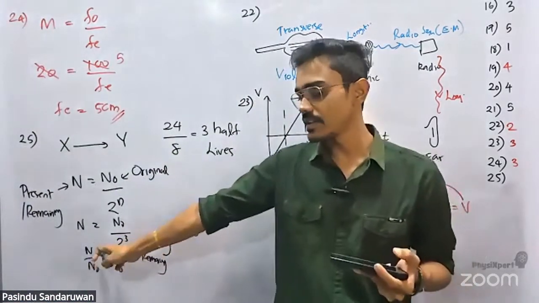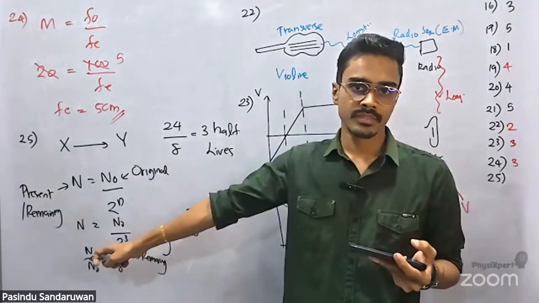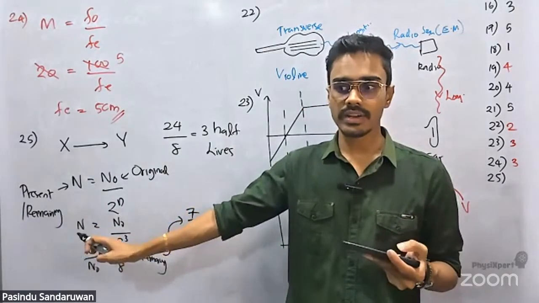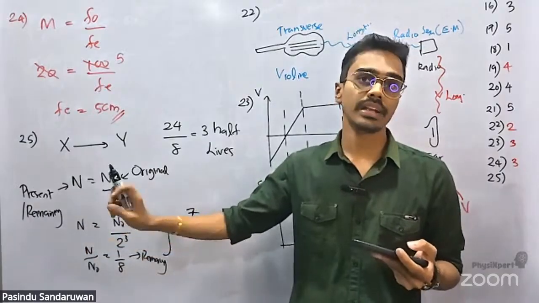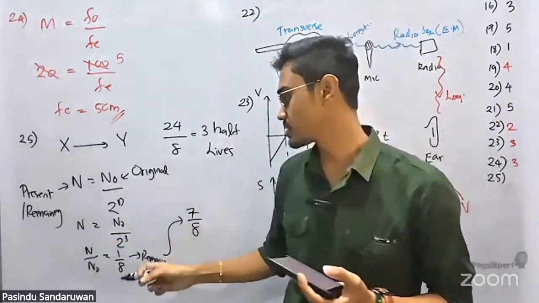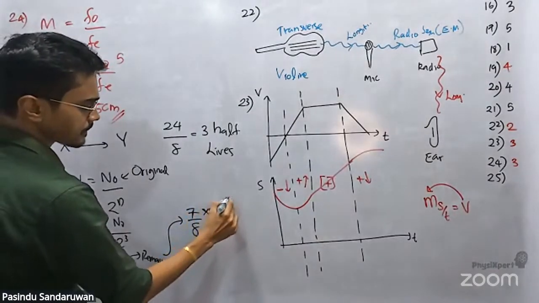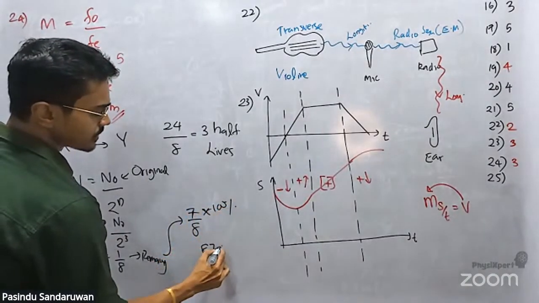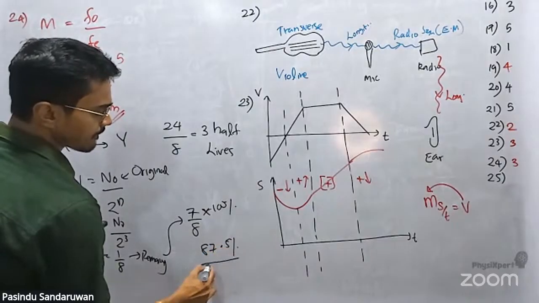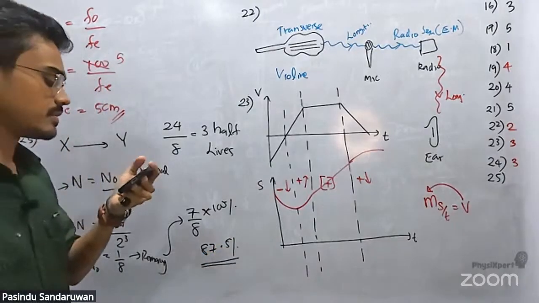So now only 1 over 8 is remaining, which means 7 over 8 is already converted. And 7 over 8 times 100% is 87.5. So the answer is 87.5.